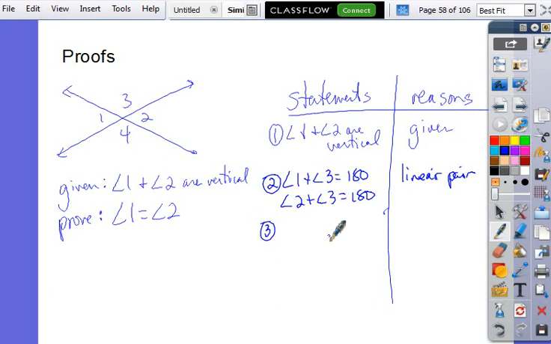All right, well, if 1 plus 3 is equal to 180 and 2 plus 3 is equal to 180, what can I say about those? 1 plus 3 and 2 plus 3. They're equal to each other. If this thing right here is equal to 180 and this thing right here is equal to 180, what do I know about those two things? That they've got to be equal. So I'm going to say angle 1 plus angle 3 is equal to angle 2 plus angle 3 by substitution. I'm taking out the 180 and substituting in the other stuff that's equal to it.